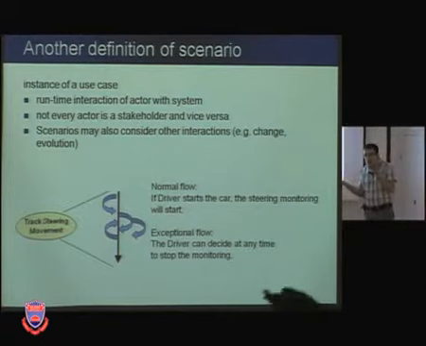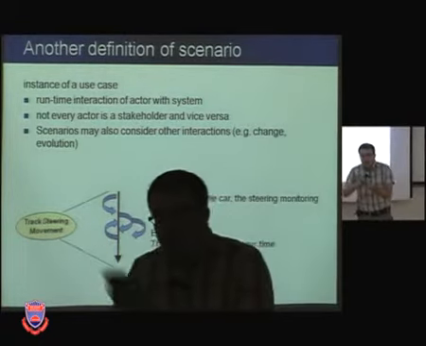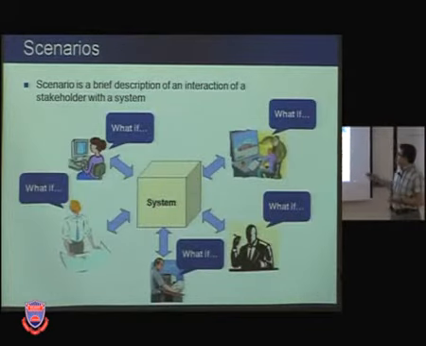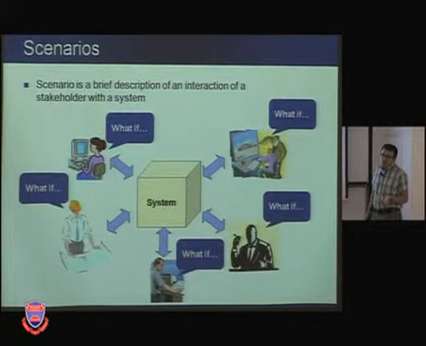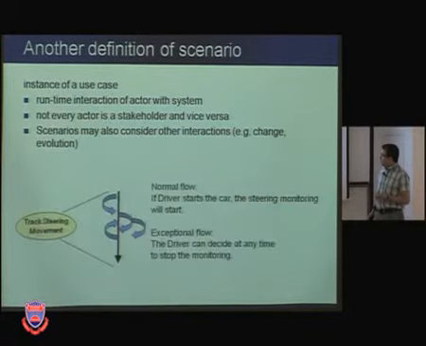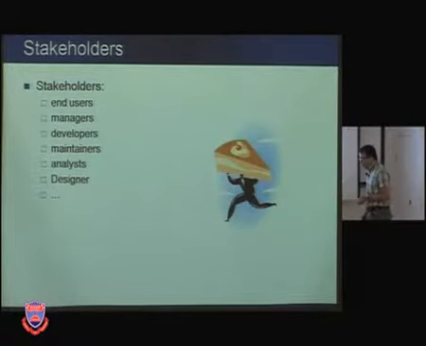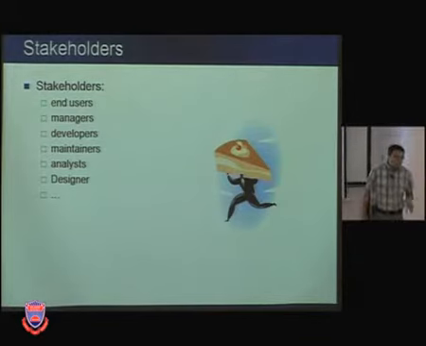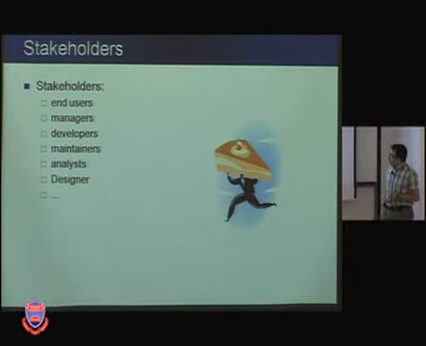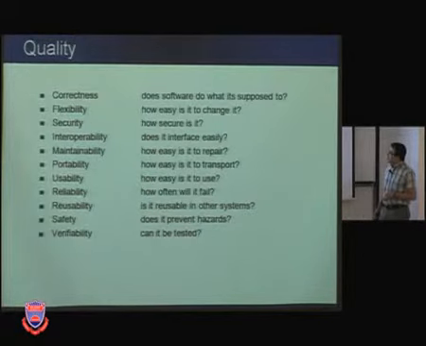In our case, scenario is just an architectural scenario, a brief description of an interaction of a stakeholder with the system. That's it. Not an instance of a use case. So who are the stakeholders? We have discussed this before. Persons who have any interest in the system, like end users, managers, etc. And they have some concerns, quality concerns: correctness, flexibility, security, interoperability, maintainability, etc.